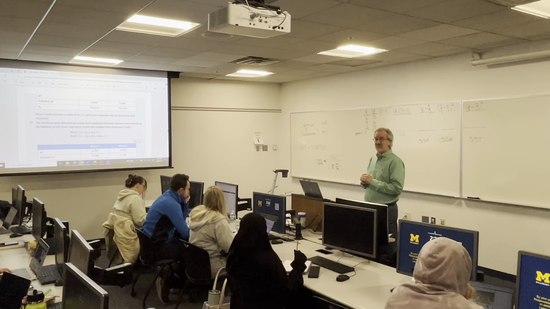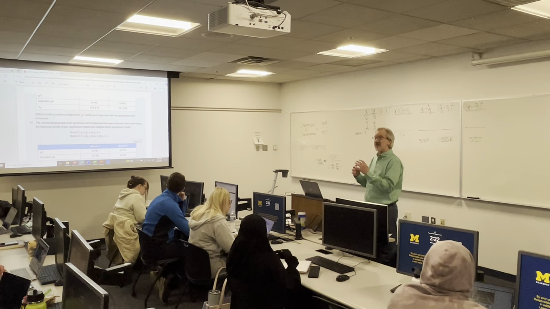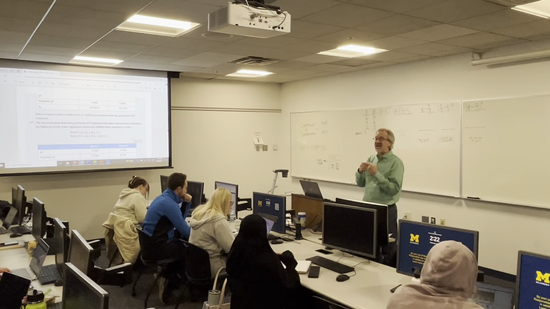If you notice these two models have different numbers of explanatory variables, you know which one to use. And if they have the same explanatory variables, then you've got to figure out which one to use based on which one is making it more definite.